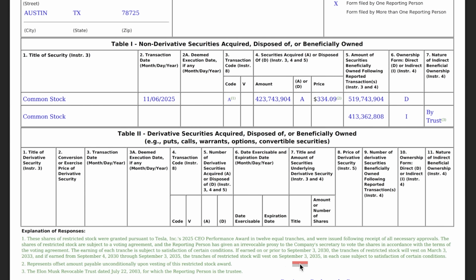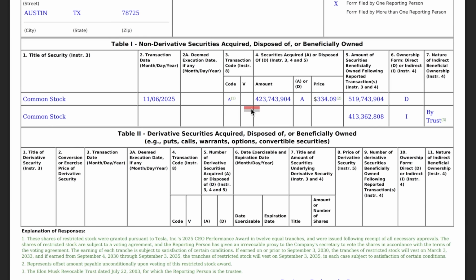If earned on or before September 3rd, 2030, the tranches of restricted stock will vest on March 3rd, 2033. And if earned between 2030 and 2035, the tranches of restricted stock will vest on September 3rd, 2035. In each case, subject to satisfaction of certain conditions. So basically, the shares have been granted, but now it's Elon's turn to earn them and effectively keep them.